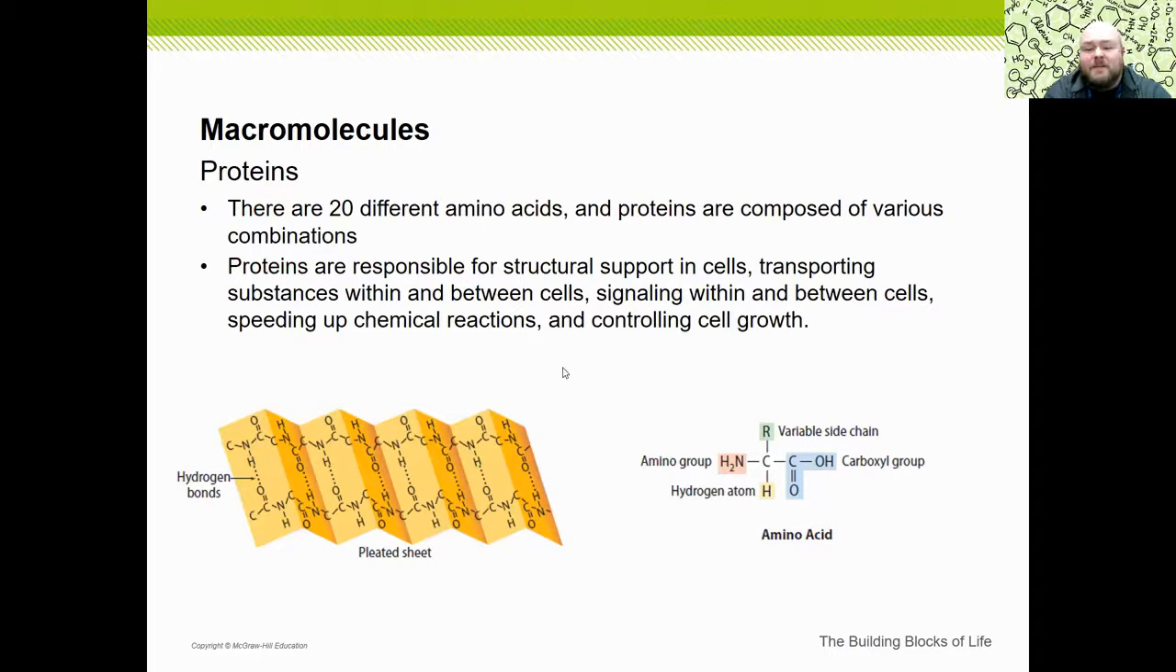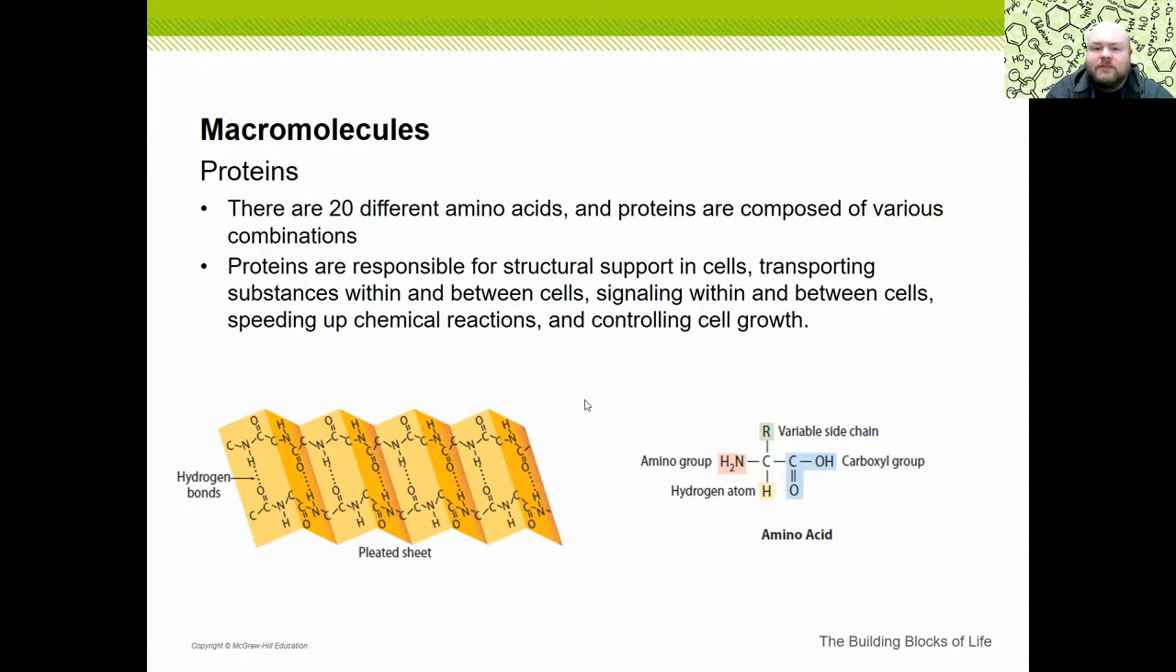There are 20 different amino acids, and proteins are made up of all the various combinations of these 20 amino acids. So if you have 20 different ones, think of all the different combinations those 20 things could come up with, and that's how proteins are formed. And proteins are also responsible for structural support in cells, transporting substances within and between cells, signaling within and between cells, speeding up chemical reactions, and controlling cell growth. So proteins have a lot of important functions inside of living organisms.